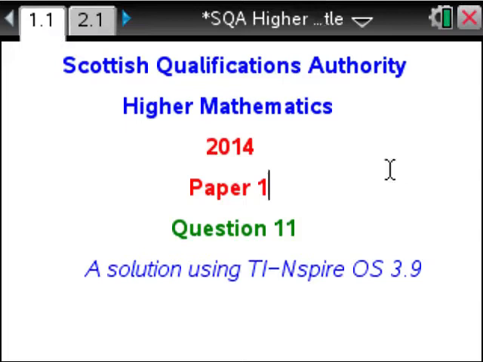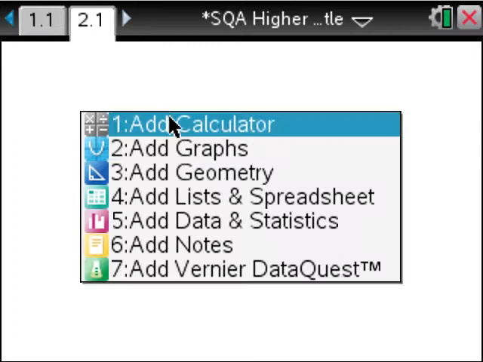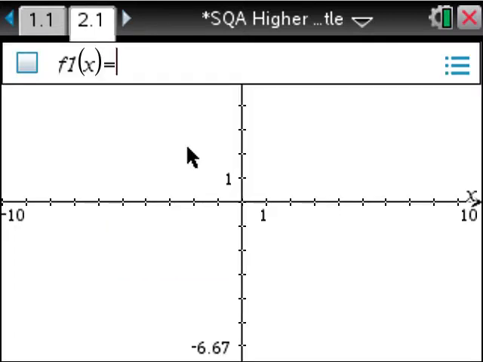Okay, 2014, paper 1, question 11. We're going to go to a graph page and we're going to type in what we think the equation of that curve is. It's not been given to us, but we can have a fairly good guess. I'm going to say it's x multiplied by x subtract off 5 multiplied by x subtract off 5 again, because we have a tangent at that point, and we press enter.